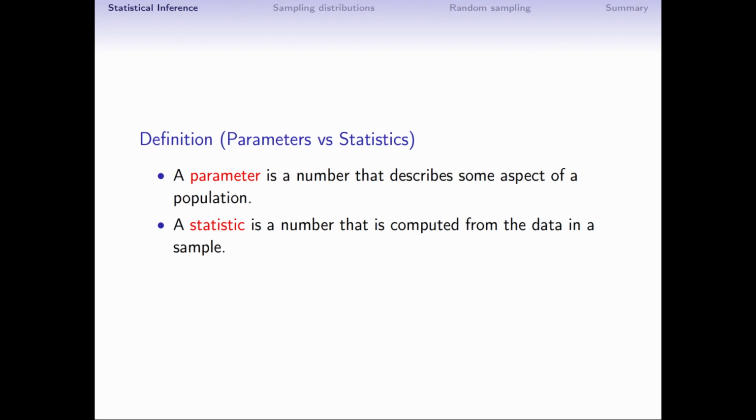Now, it's important when working with populations and samples to get some terminology straightened out and correct. So a parameter is a number that describes some aspect of a population, whereas a statistic is a number that is computed from the data in a sample.